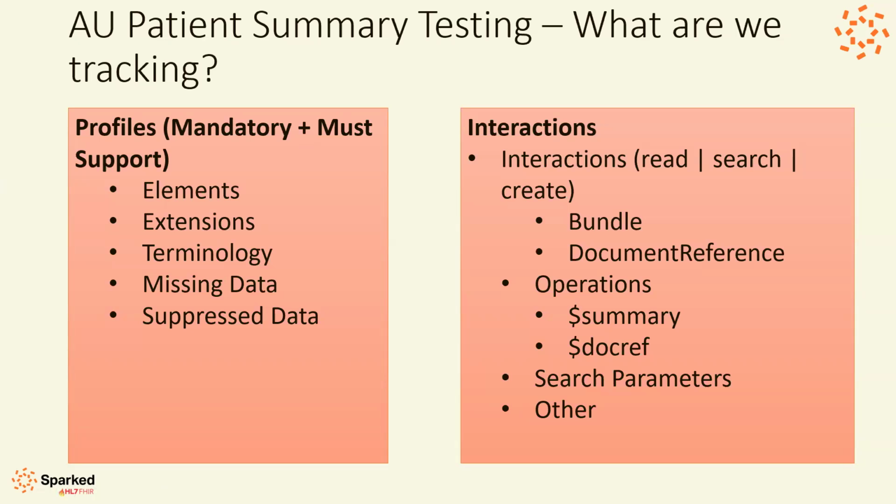And then we're also looking at the interactions. So coming into the Connectathon, we've done a series of meetings talking about the possible ways we could look at supporting the referral consumer journey. And that sort of culminated in talking through a set of potential interactions around bundle and document reference, being read, search, and create, and also looking at operations like $summary and $docref. And as part of those, there's also a bunch of different search parameters. You can do that when you're calling the operations on different endpoints, or when you're doing search. How are you searching is just as important as the fact that you're doing search.